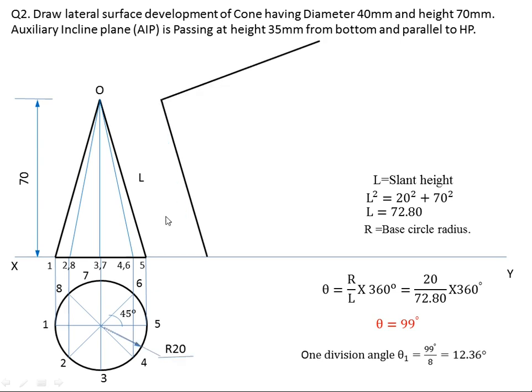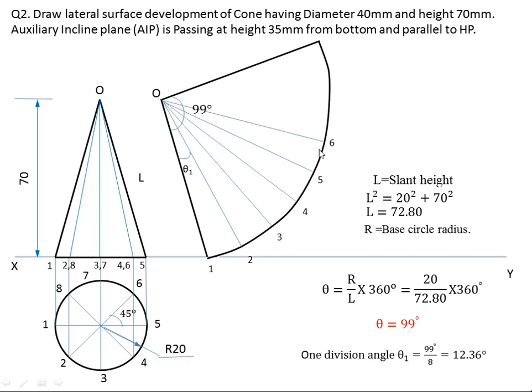So draw the sector as we previously completed this problem. Find out the angle. So theta is equal to 99 degrees. We have found it. Then 1 division is equal to 12.36. From this, draw a theta 1 angle, so you will get this distance. Then take this much distance, 1 to 2, in the compass. Start cutting 3, 4, 5, 6, 7, 8, again 1.